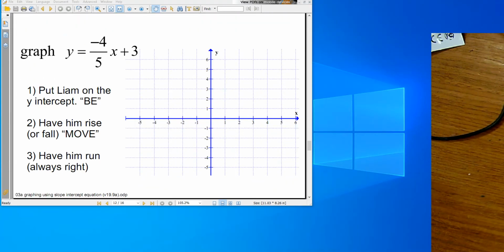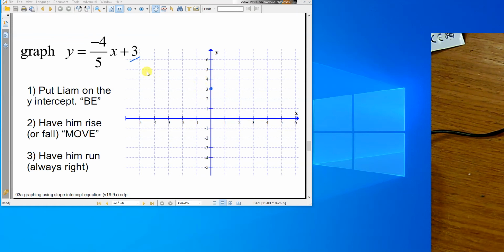So I look at this and I ask myself, where does Liam want to be? Liam wants to be at 3. Hey, that rhymes. Be at 3. Does he want to be right here? No. Right here? No. He wants to be at the 3 on the y-axis.